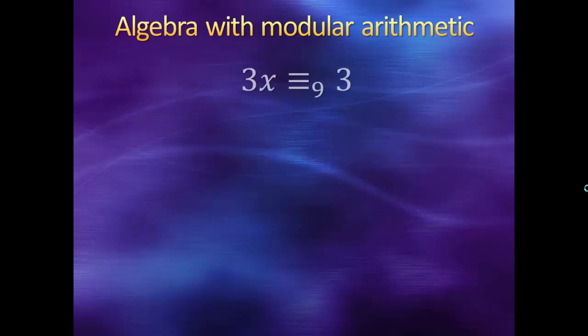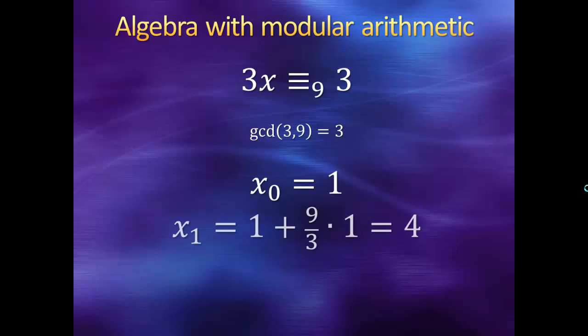So in our example from before, 3x is congruent to 3 mod 9, since the greatest common divisor of 3 and 9 is 3, we should expect 3 different congruence classes for our solutions. Once we've found x0 equals 1 as our first solution, we can also find x1 equals 1 plus 9 over 3 times 1, which is 4, and x2 equals 1 plus 9 over 3 times 2, which is 7. Just as we found earlier.